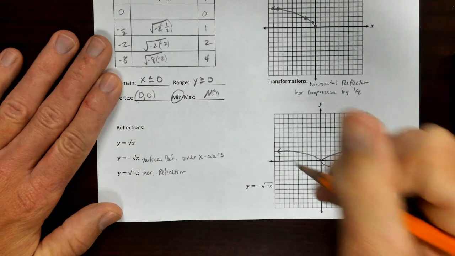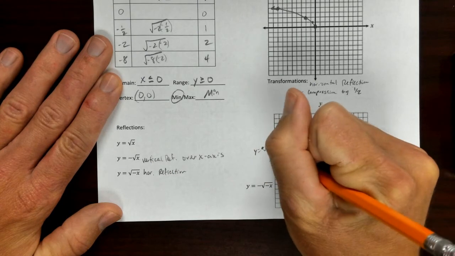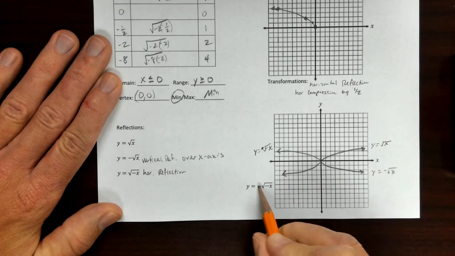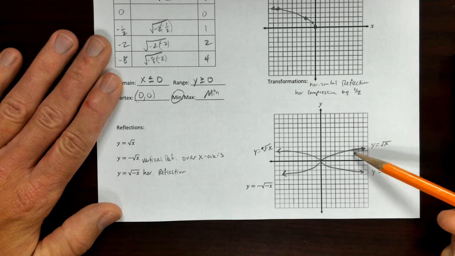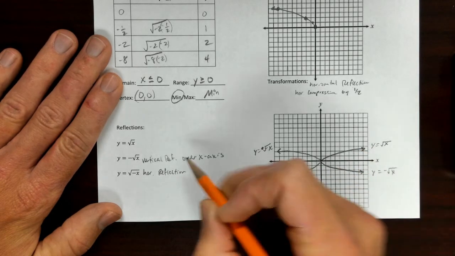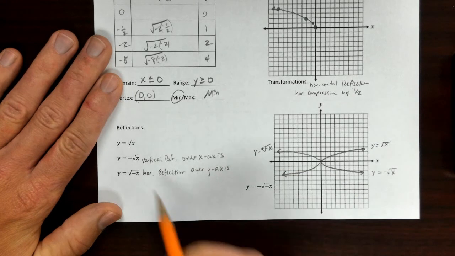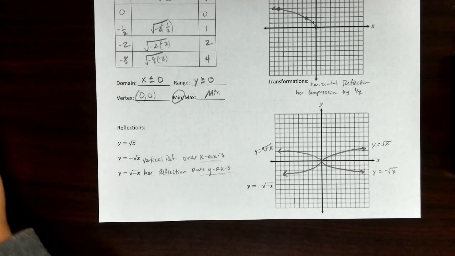It's a horizontal reflection, so this is y equals negative square root of negative x. Right? So with a negative, we take our parent function, the negative flips it upside down, and then we horizontally reflect it over the y-axis. Okay, so a negative outside, reflection over the x-axis, a negative inside, reflection over the y-axis. Bada bing, bada boom.